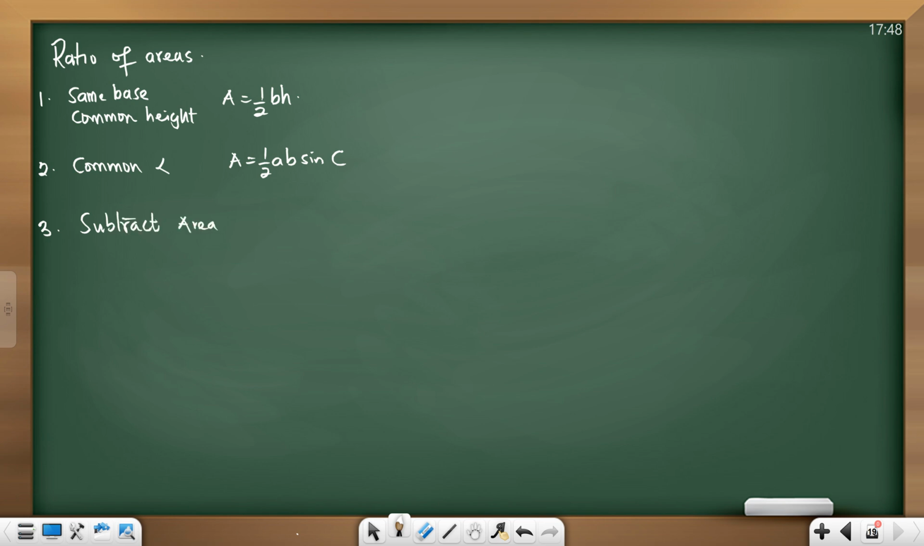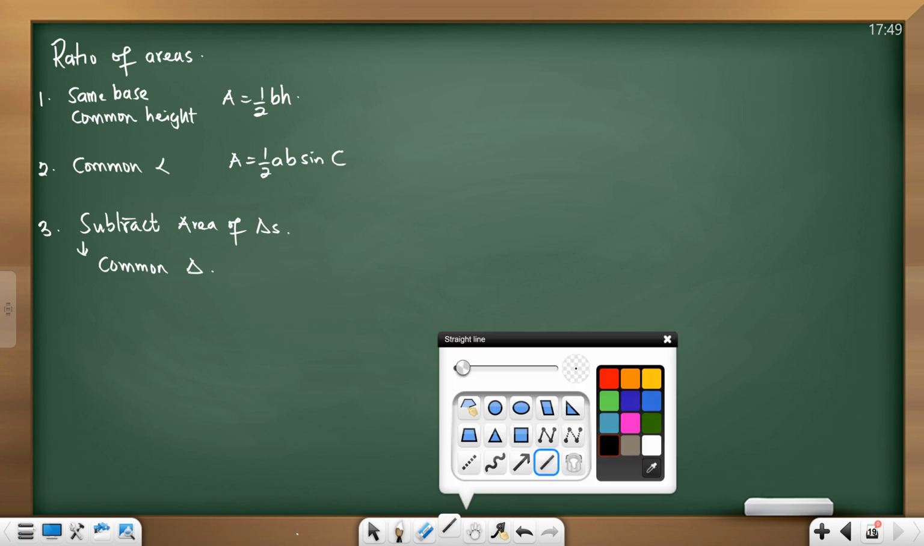And the third one is where I said we subtract what? Areas of triangles. Once you see that number one is not working, number two is not working, you go for number three. And number three, you actually use it when they have a common triangle. When they have what? A common triangle, you subtract areas. I want us to go back.